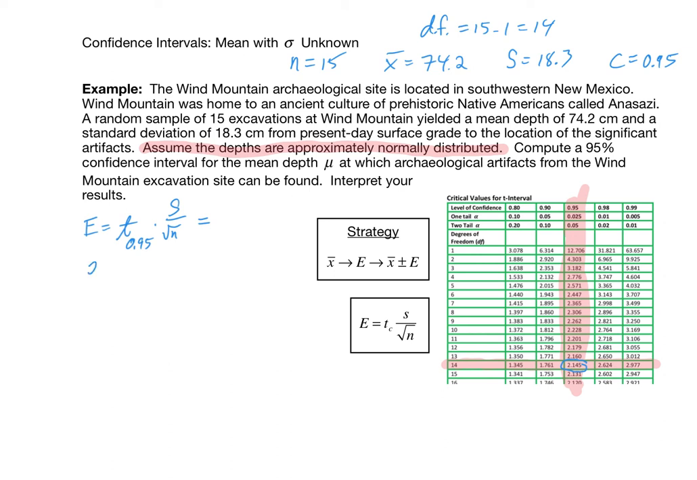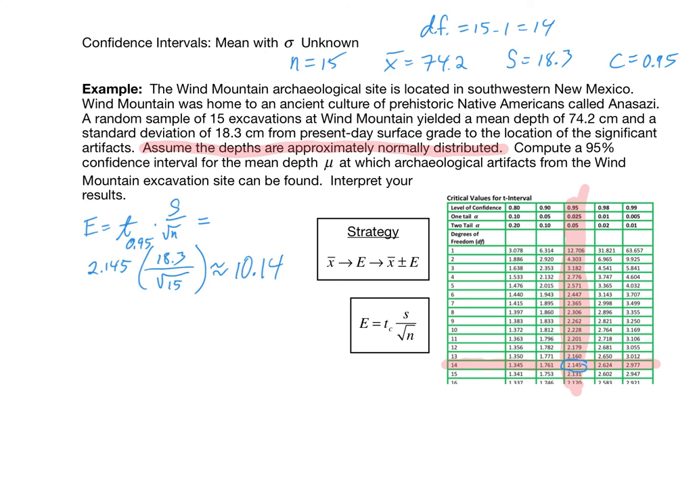So we get 2.145 times s, which is 18.3, divided by the square root of n, which is 15. Make sure you plug in 15. Don't plug in the number of degrees of freedom there. This is the sample size, not the number of degrees of freedom. If you plug this whole expression into your calculator, you get that this is approximately equal to 10.14.